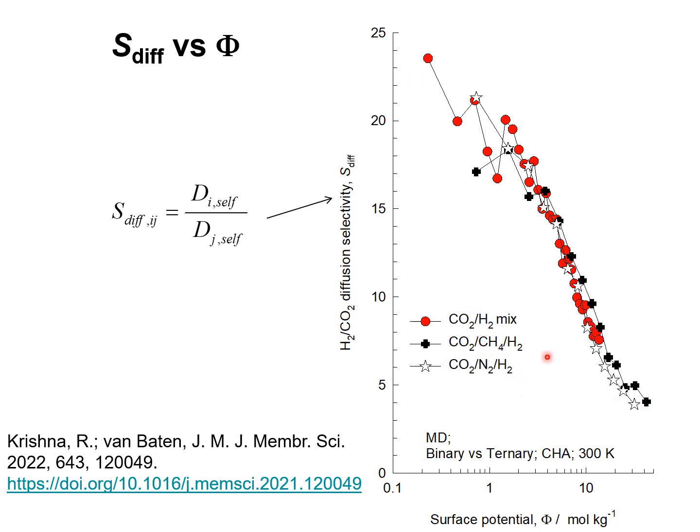In all three cases, the diffusion selectivity of hydrogen with respect to CO2 is uniquely related to the surface potential. The same conclusion holds for diffusion selectivity of CO2 with respect to methane, CO2 with respect to nitrogen, CO2 with respect to hydrogen, as shown in this slide, and methane with respect to hydrogen, methane with respect to nitrogen. All this information is summarized in this publication.